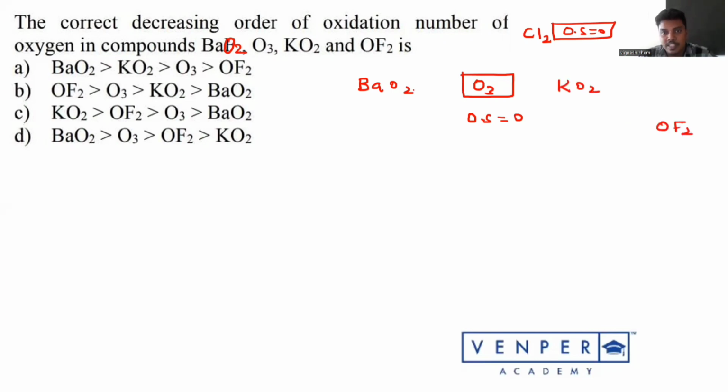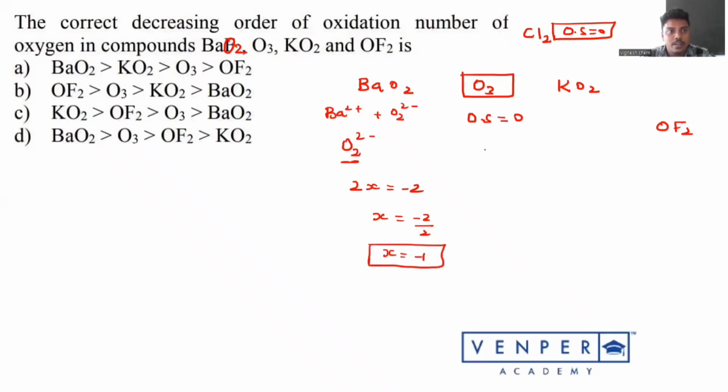For BaO2, we know barium belongs to the second group. Therefore this is barium 2 plus, and this is O2 2 minus. Now I take O2 2 minus and have to find the oxidation state of oxygen. Therefore I take 2x equal to minus 2, so x is minus 2 by 2, and x value is minus 1. You got the point? Yes or no? Very, very important, right?